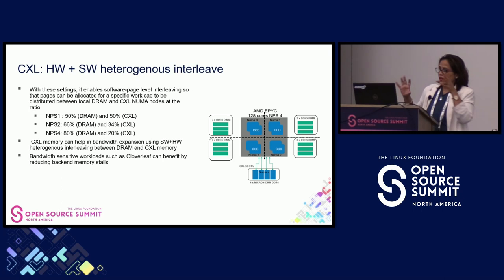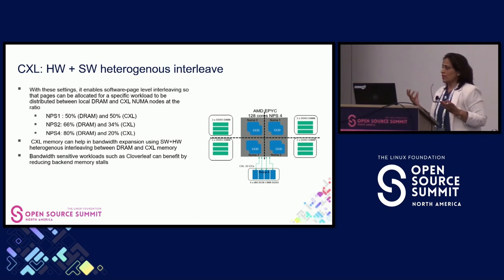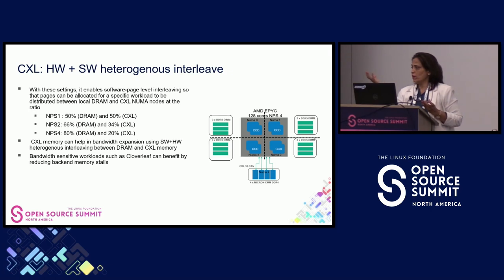With these settings, it enables software page level interleaving, so that pages for a specific workload can be distributed between the local DDR and the CXL NUMA nodes at a particular ratio. In the case of NPS 1, it is one DDR NUMA node and one CXL node, so the allocation is a one-to-one mapping, 50-50. If a 100 page request comes in, 50 pages will come from the DDR memory and 50 pages will come from the CXL node.